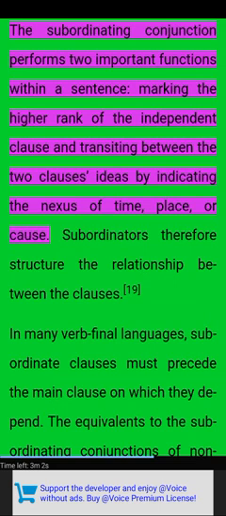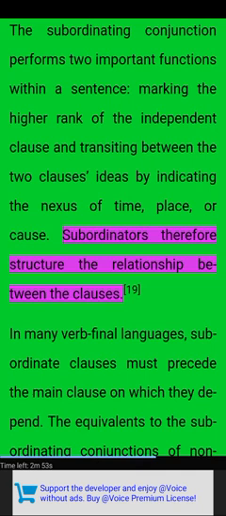A subordinating conjunction performs two important functions within a sentence, marking the higher rank of the independent clause and translating between the two clauses' ideas by indicating the nexus of time, place, or cause. Subordinators therefore structure the relationship between the clauses.